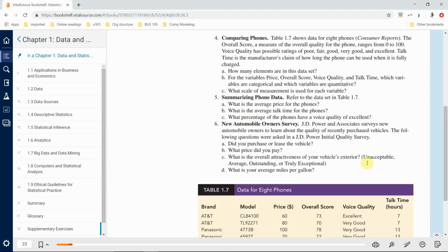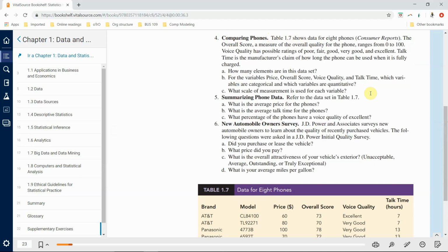So we're going to do problem number 4 from the textbook. Comparing phones. Table 1.7, which is below, shows data for 8 phones. The overall score, a measure of overall quality for the phone, ranges from 0 to 100. Voice quality has possible ratings of poor, fair, good, very good, and excellent. Talk time is the manufacturer's claim of how long the phone can be used when it is fully charged.